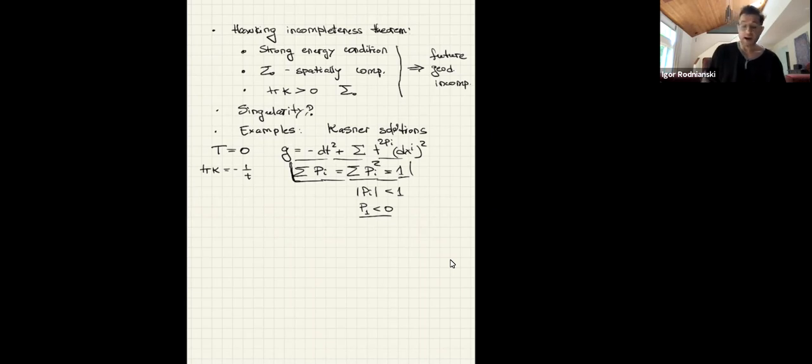Very good. Now, what happens when you add the scalar field? So this was vacuum, the first example. And now the scalar field.